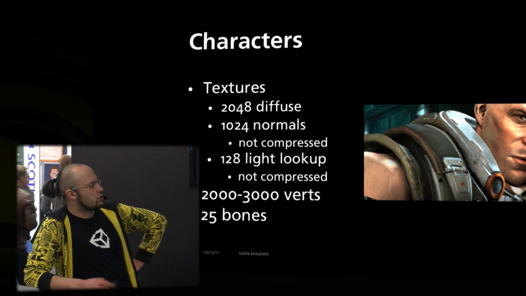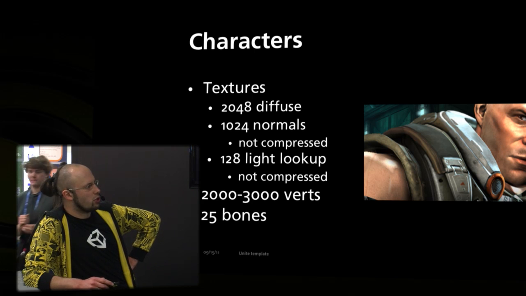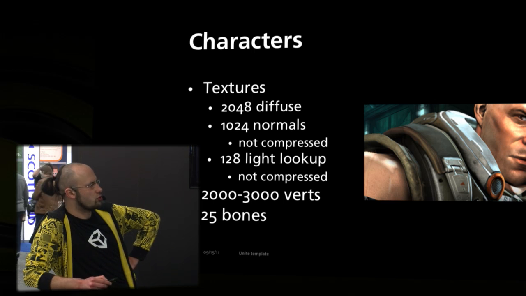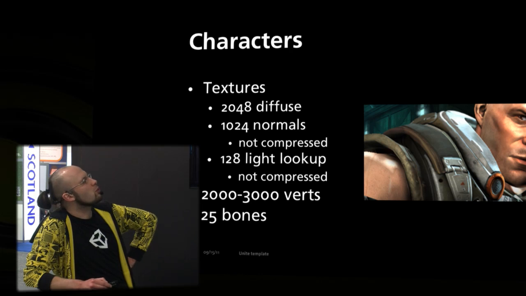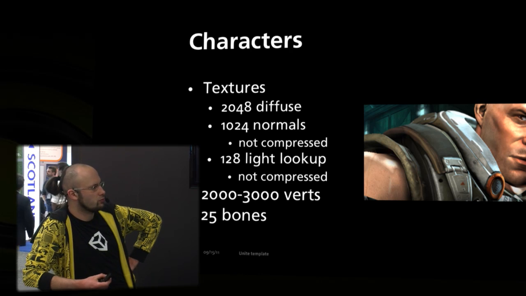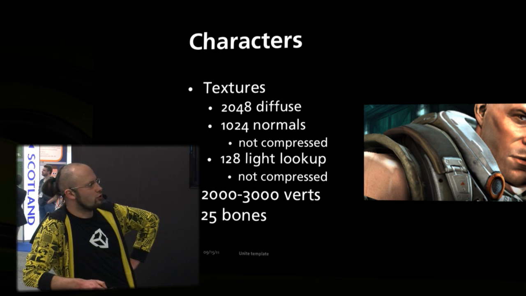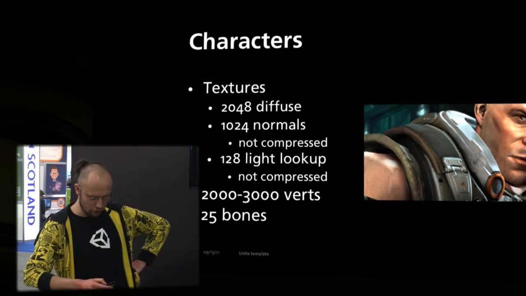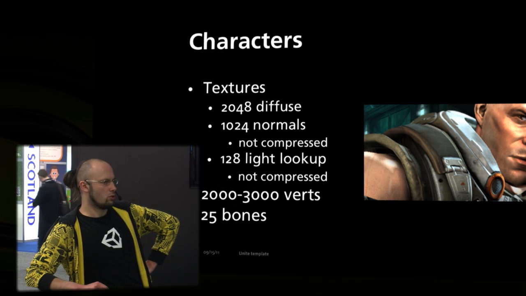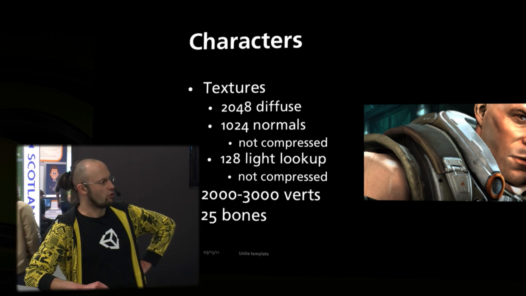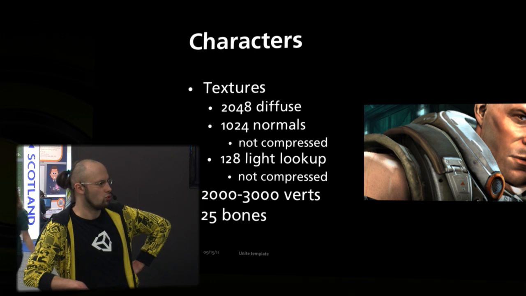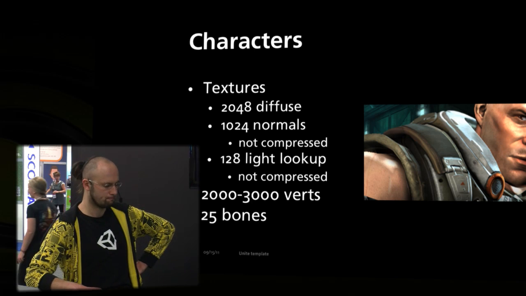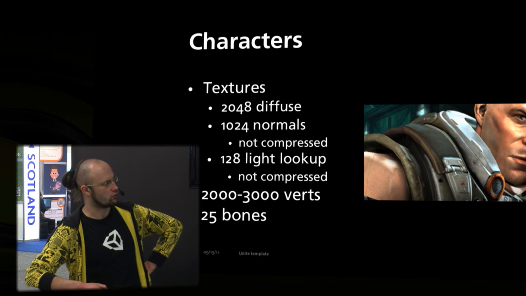So for characters, that's basically the Shadowgun budget for the characters. You see that the main texture is 2000. The normal maps are 1000 by 1000. They are uncompressed to get better quality. And for the lighting, we use small lookup textures. You see the vertex budgets and amount of bones. Usually it takes around 3 to 5 milliseconds to calculate all the skinning for those characters and animations.